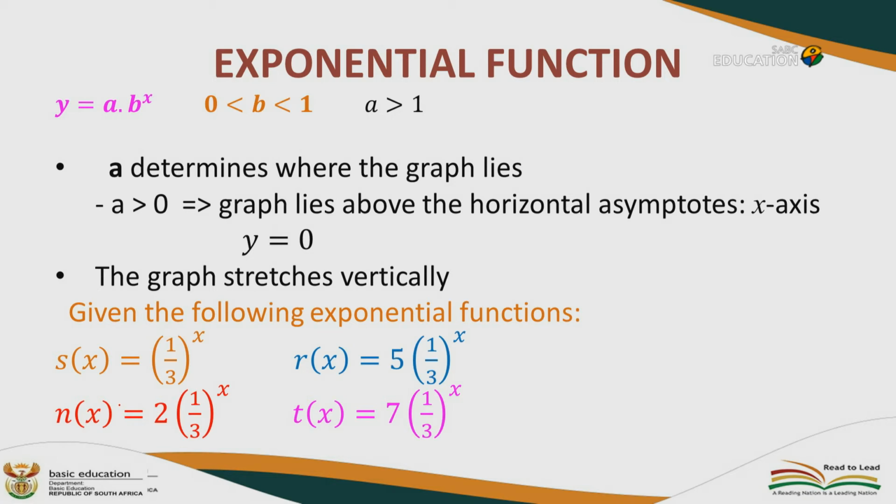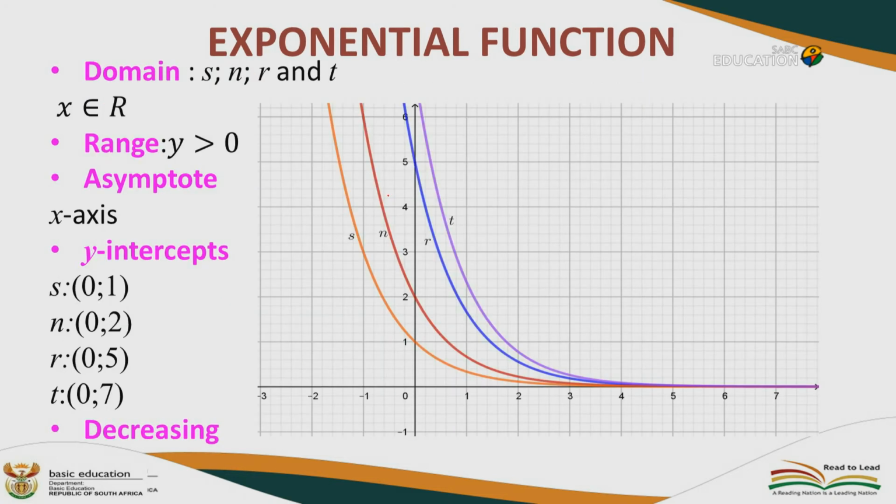Now, the second case. Remember, we've already dealt in detail with the second case. We know that when b is greater than 1, it will increase. Now it's a decreasing one. Now we just look at parameter a to say what it does. We said the graph will lie above the horizontal asymptote. Again, it will lie above the horizontal asymptote.